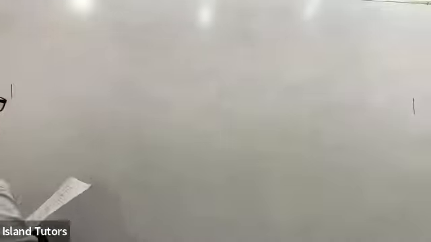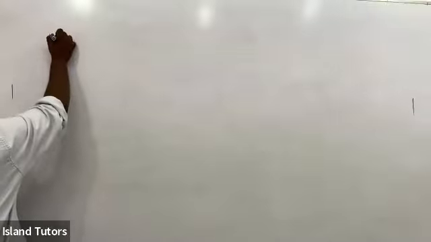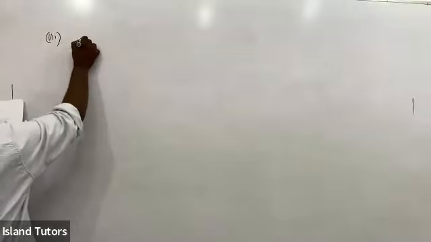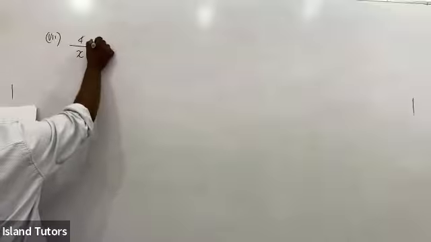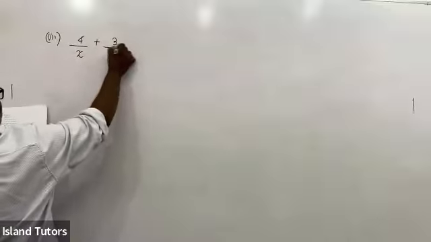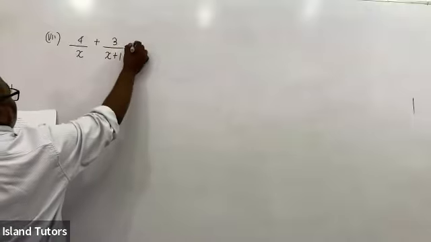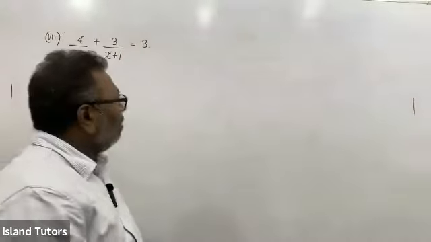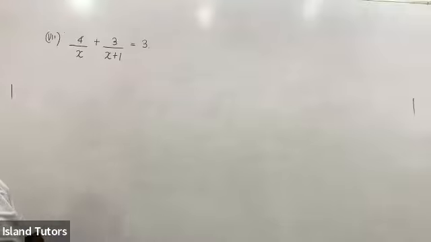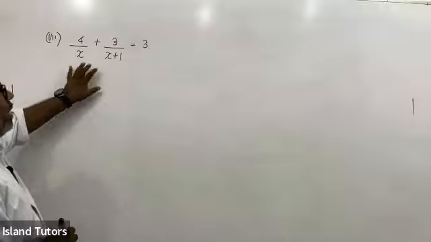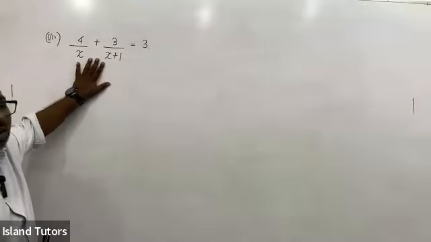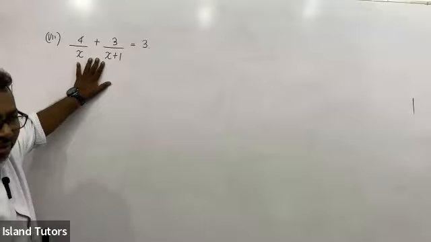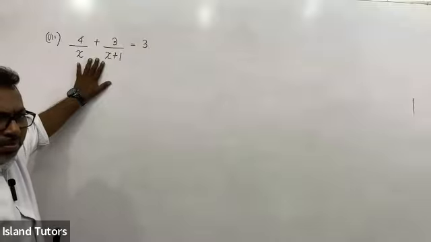Question number 7 is 4 over x plus 3 over x plus 1 is equal to 3. So you're having an addition of two fractions which is equal to 3. In order to solve this, first and foremost, for addition of fractions, you have to find the lowest common multiple for the two fractions. So what is the lowest common multiple?